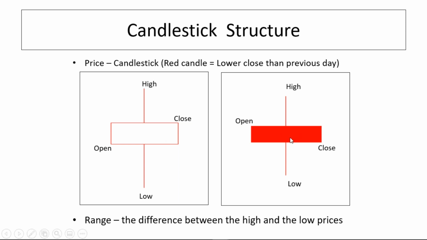So a filled or a solid candle means the close was at the bottom of the body and the open was at the top of the body. And an unfilled candle means the close was at the top of the body and the open was at the bottom of the body. The body is the difference between the opening and closing prices, and the tails, otherwise known as the wicks, are the highs and the lows.